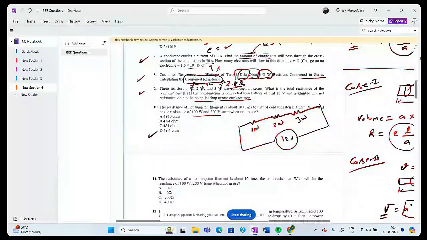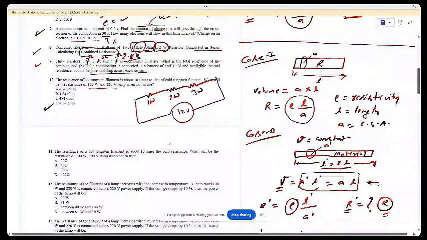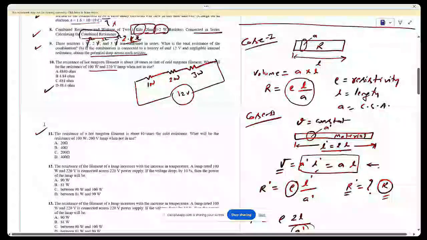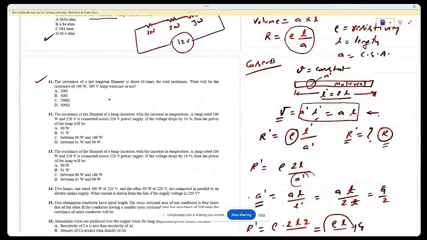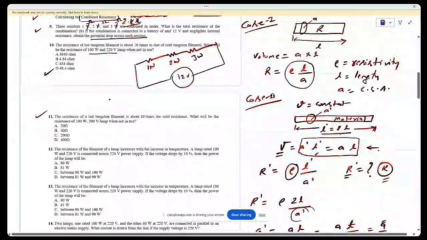Very good. Come to question number 11. It is same as question number 10 and you can solve it yourself also. So let us read it. Question number 11. The resistance of a hot tungsten filament is about 10 times of cold. What will be the value of same? I think no need to solve. You can solve question number 11 yourself. Just this is what?